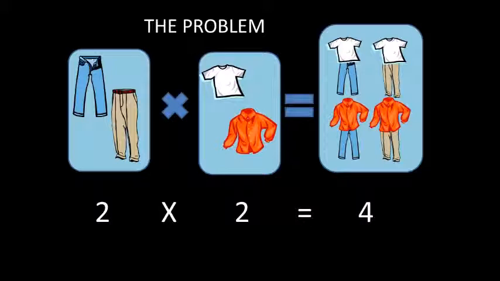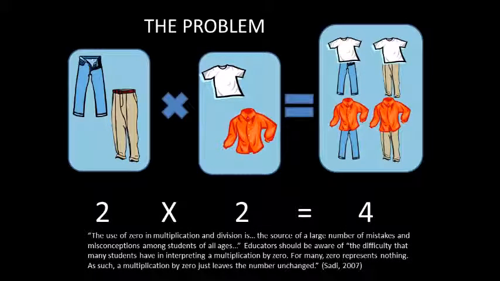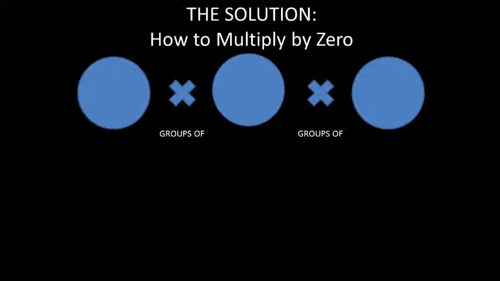Multiplying by 0 can be tricky for some students. The use of 0 in multiplication and division is the source of a large number of mistakes and misconceptions among students of all ages. Educators should be aware of the difficulty that many students have in interpreting a multiplication by 0. For many, 0 represents nothing. As such, a multiplication by 0 just leaves the number unchanged.